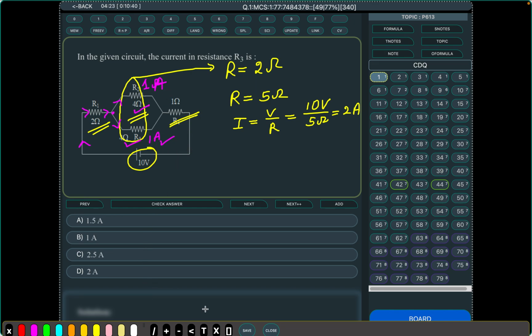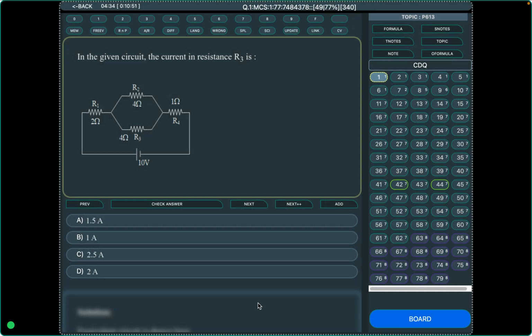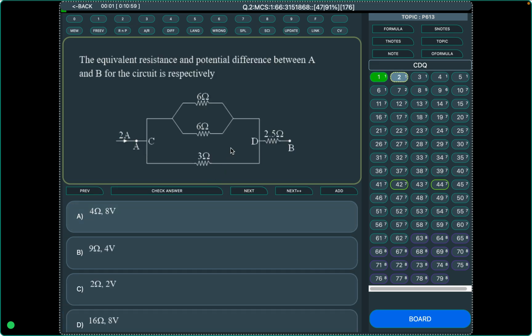and we have to give the current through this 3 ohm, so it is 1 ampere. So this answer will be correct. So we can choose this option, check answer. So this is the correct answer. Let's move to the next question.